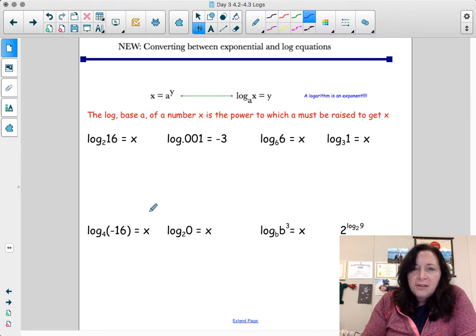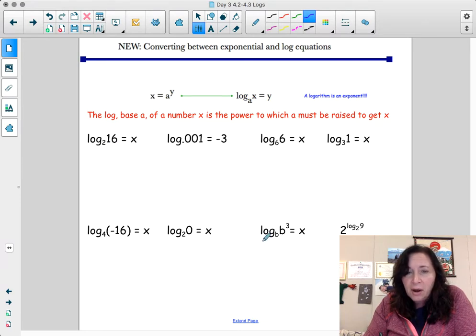So we're going to practice that, converting between exponential and log equations. So what I'm looking for is this value. I'm trying to find x.